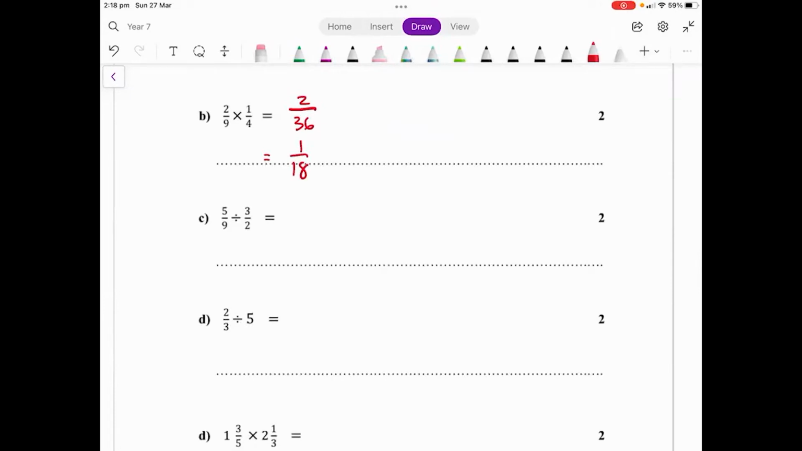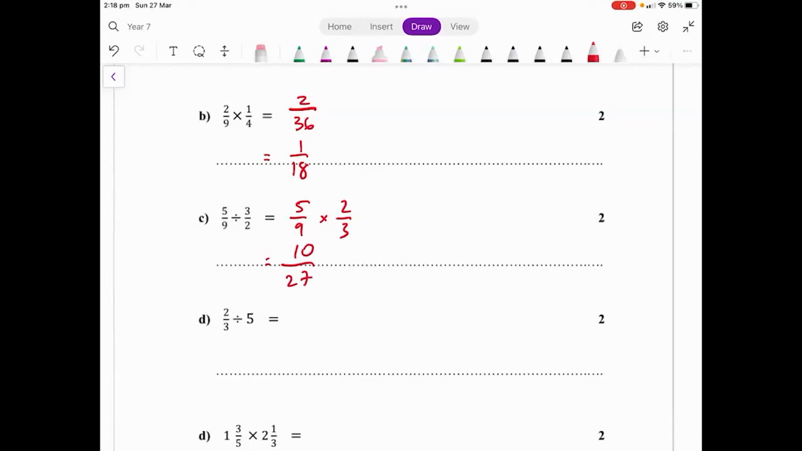For question C, we're going to use KCF. So we keep the 5 over 9, change the division to a multiplication, and flip 3 over 2 to 2 over 3. Now we have a multiplication. 5 times 2 is 10. 9 times 3 is 27. So final answer is 10 over 27.